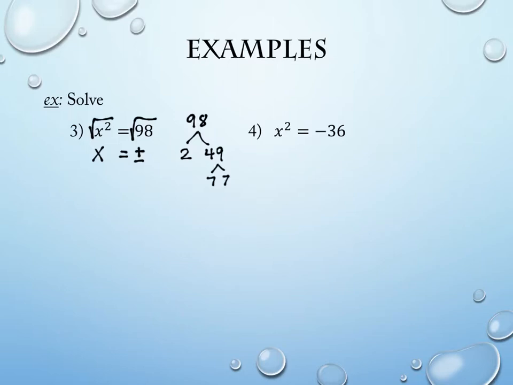7 and 7. So at this point, I've got all my primes down here, right? And I'm doing square roots, so I'm looking for pairs. There's a pair of 7's. So in its exact form, one of those 7's comes out. The 2 that's alone stays underneath the radical. Let me shift this over just a little bit. So I have positive or negative 7 square root 2.